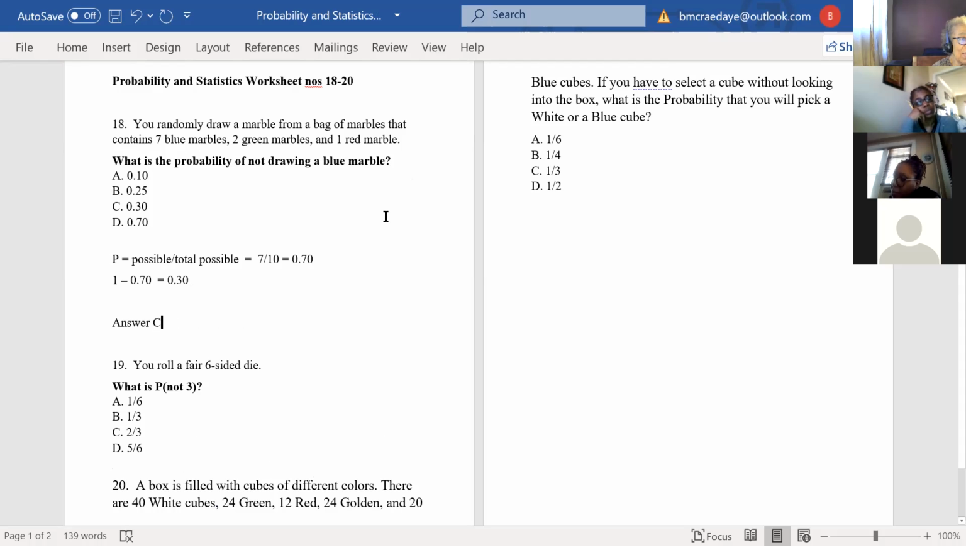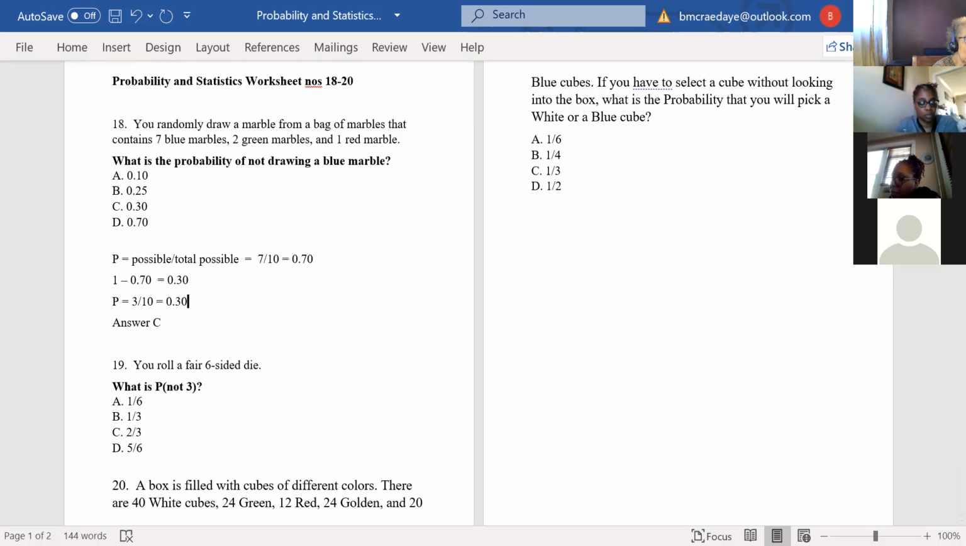And there are 2 ways you could do it. You could find the probability of drawing a blue and subtract it from 1, or you could take the ones that are not blue, the green and the red, and divide by 10. So probability equals possible over total, 3 over 10, which is equal to 0.30. Remember, your total probability can be the number 1. It could be 100%. 1 is the 100%.